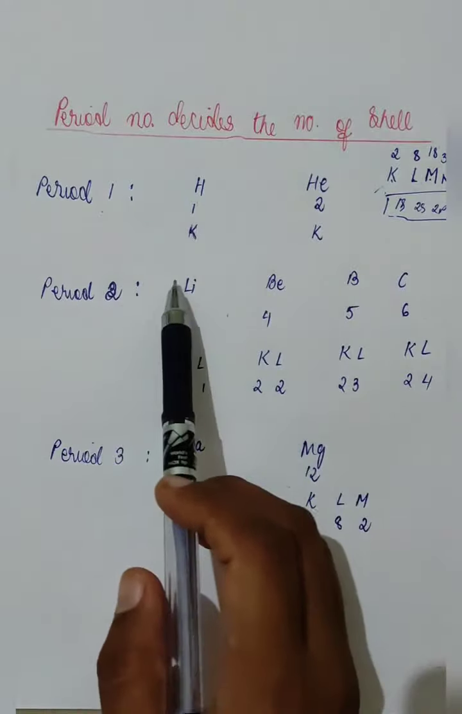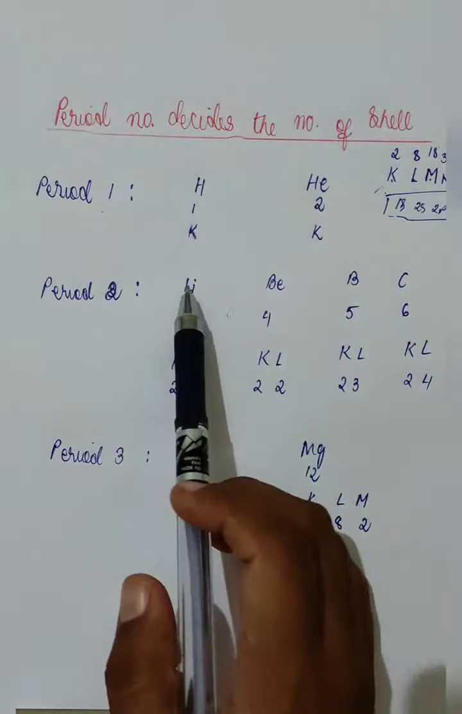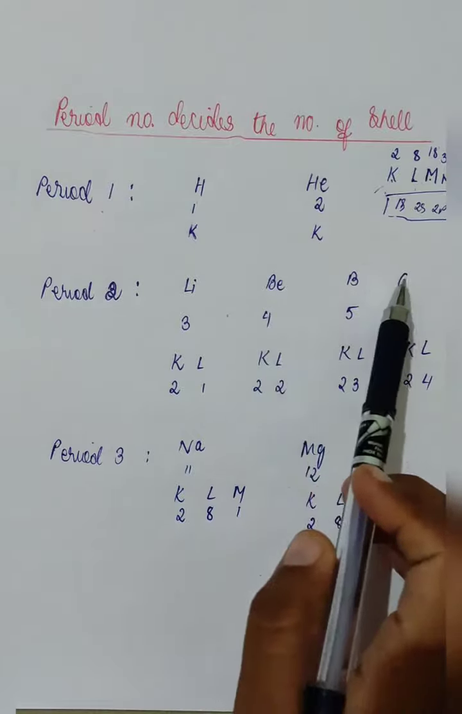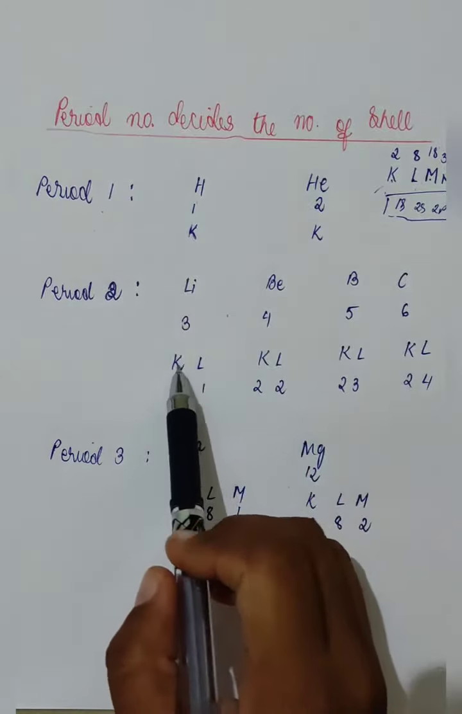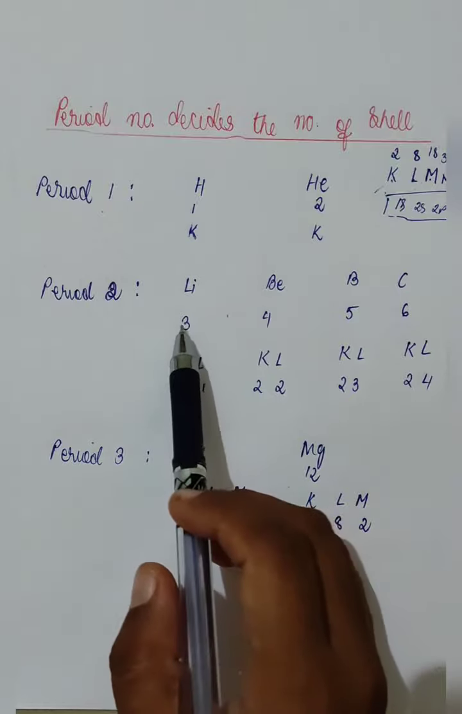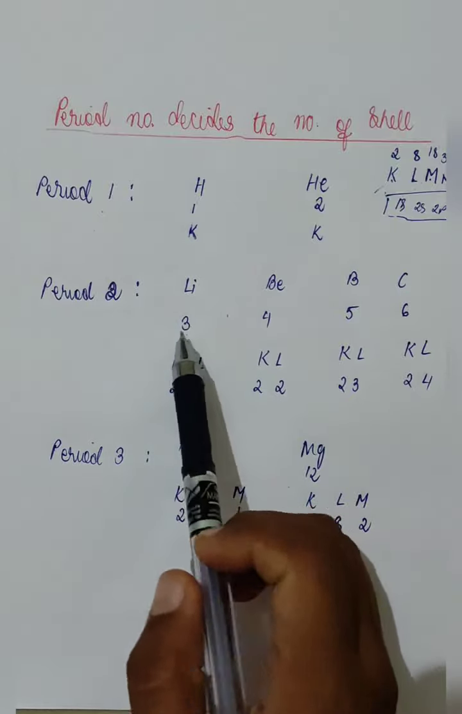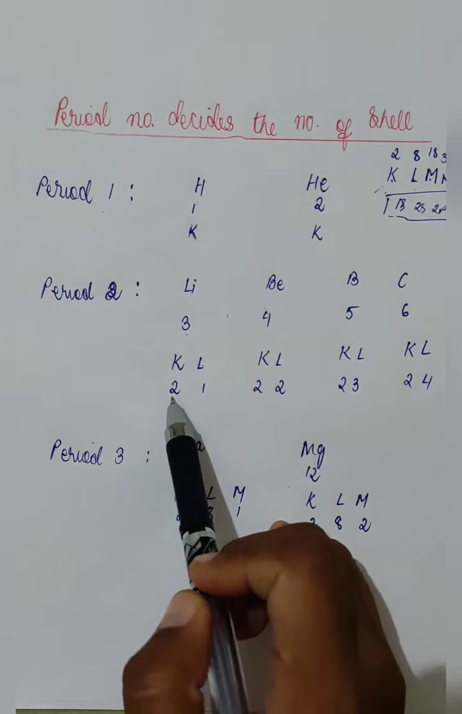Now in period 2, we'll take some of the elements: lithium, beryllium, boron, carbon. Lithium's electronic configuration will be K L, because how many electrons are there in lithium? 3 electrons. So in K shell, 2 electrons can go.